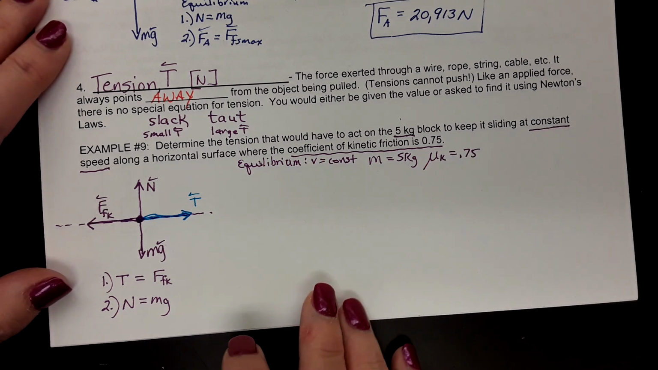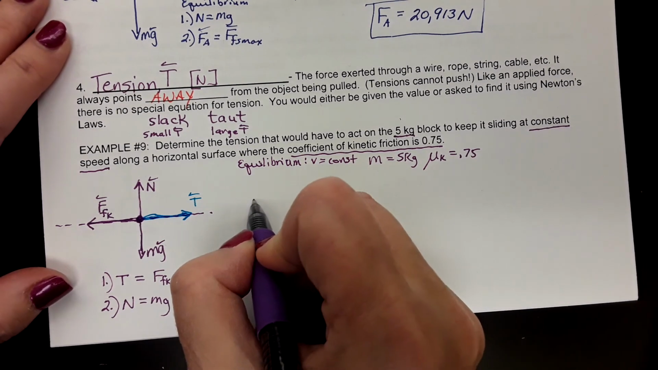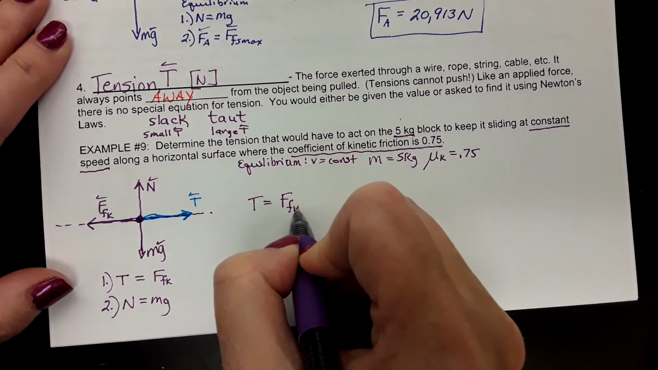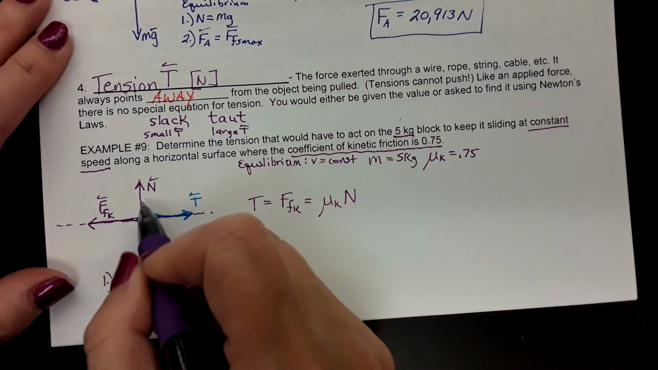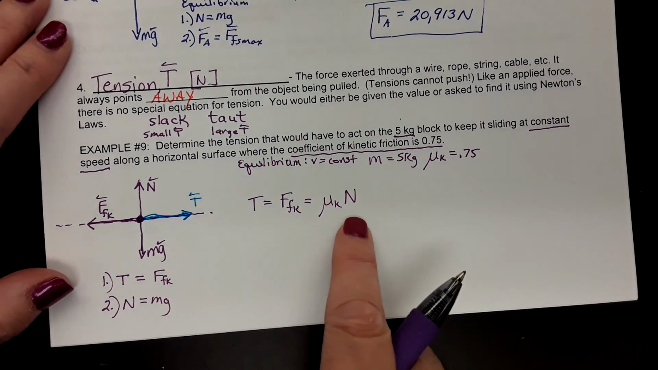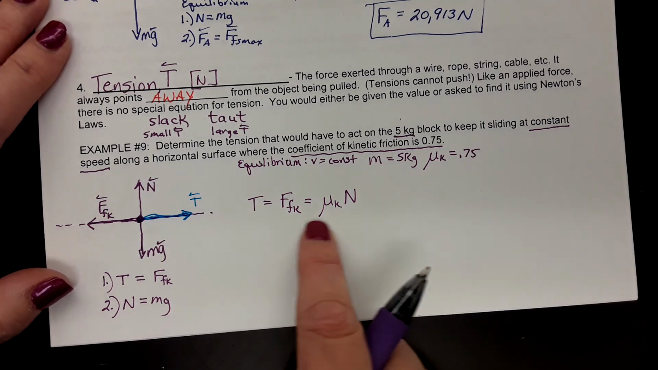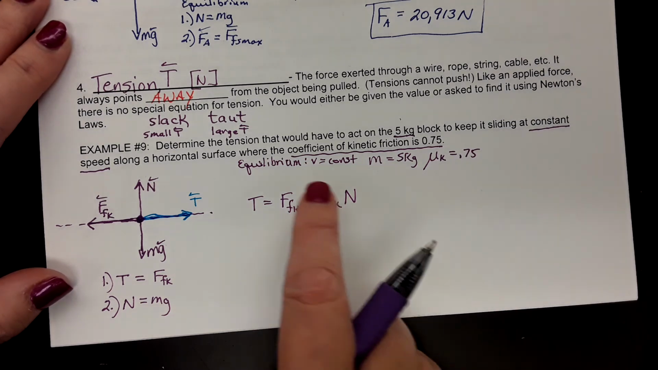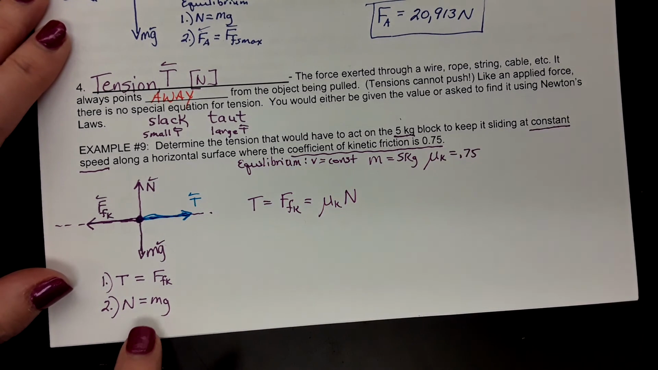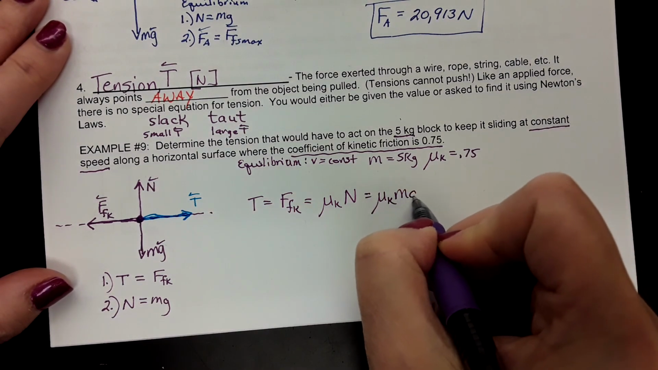Now, we want to find the tension. Well, we just said the tension is equal in magnitude to the kinetic friction. So let's start with that. And we know how to find kinetic friction. It's mu k times the normal force pressing the surfaces together. Notice I'm only using magnitudes. I don't care about directions right now because we're not adding or subtracting anything. This is all multiplication. Now the normal force we don't know, but we do know it's equivalent to the weight. So I can substitute mg in for that.